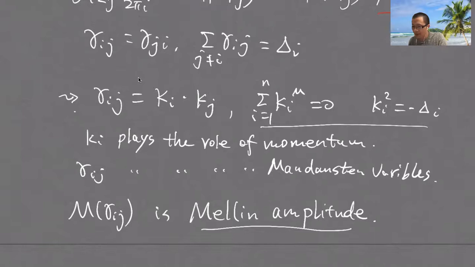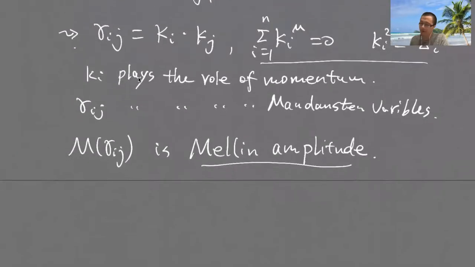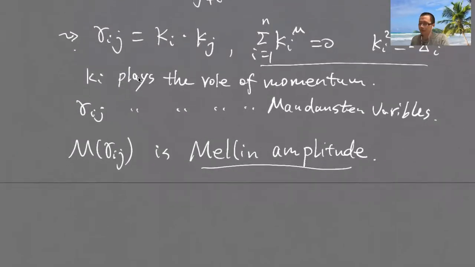So the important point is that the reason it's called the Mellin amplitude is really because m_ij has basically all the properties of scattering amplitudes in flat space that you know about.